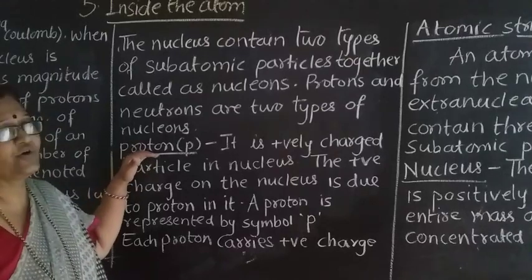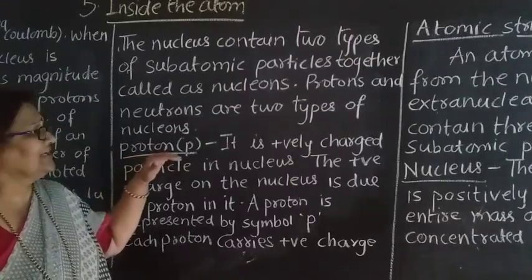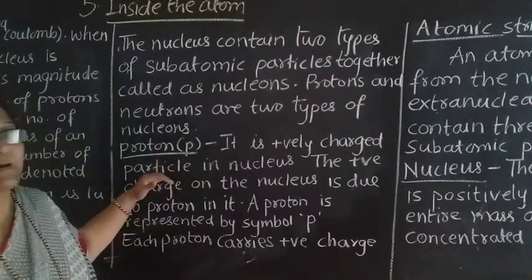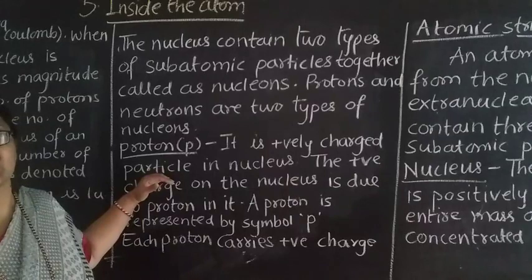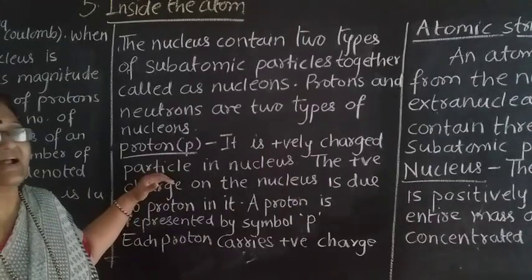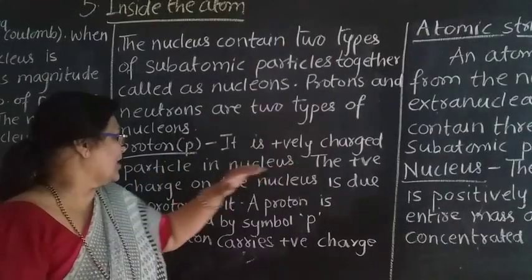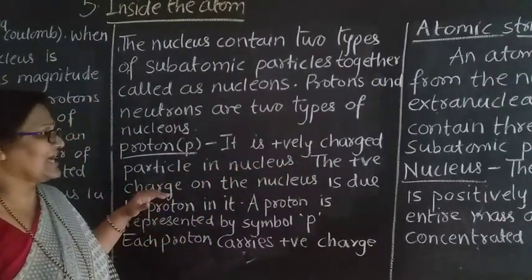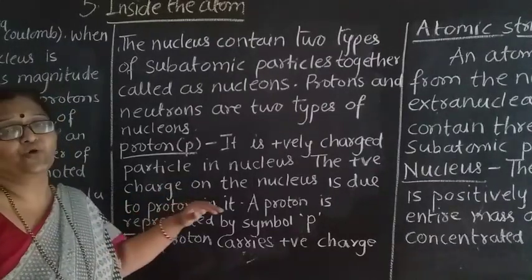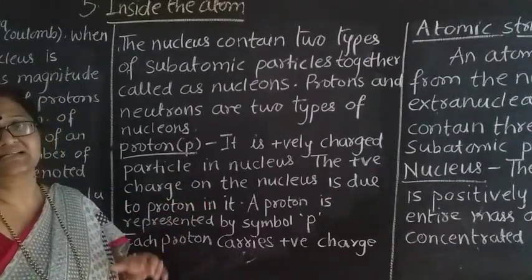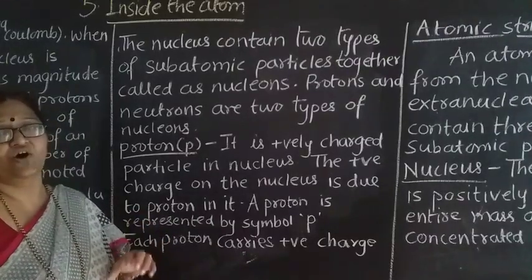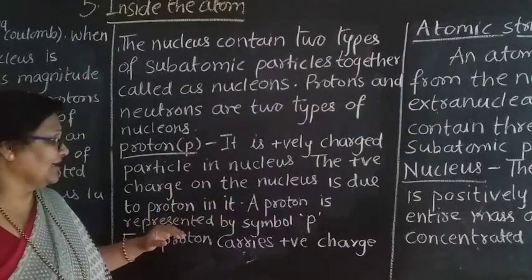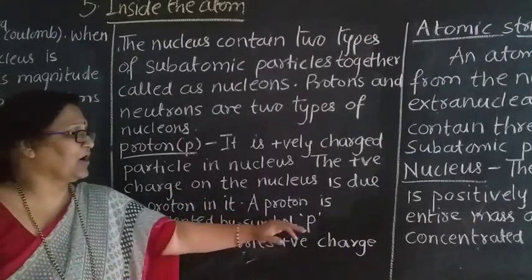Now here, first we are going to see the proton. Proton is denoted by P. It is a positively charged particle which is present in the nucleus, and the nucleus is exactly at the middle of the atom. Whenever you see the positive charge on the nucleus, it is due to the proton. That means the atom contains a positive charge at the middle, in the nucleus, only because of the proton, and the proton is represented by the symbol P.